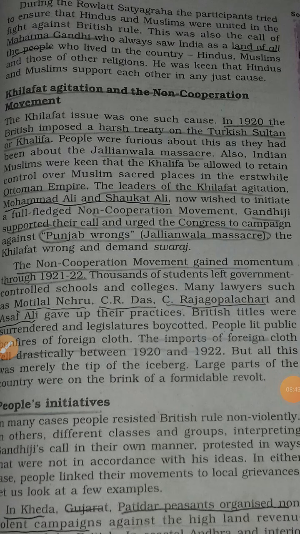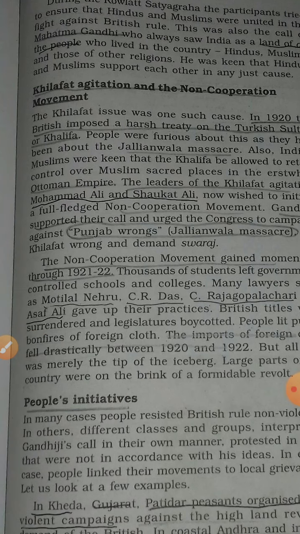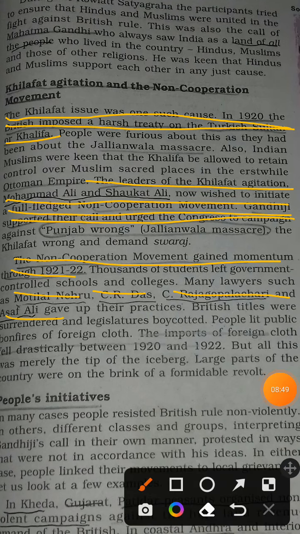Khilafat agitation and the non-cooperation movement. The Khilafat issue was one such cause. In 1920, the British imposed a harsh treaty on the Turkish Sultan or Khalifa. People were furious about this, as they had been about the Jallianwala Bagh massacre.